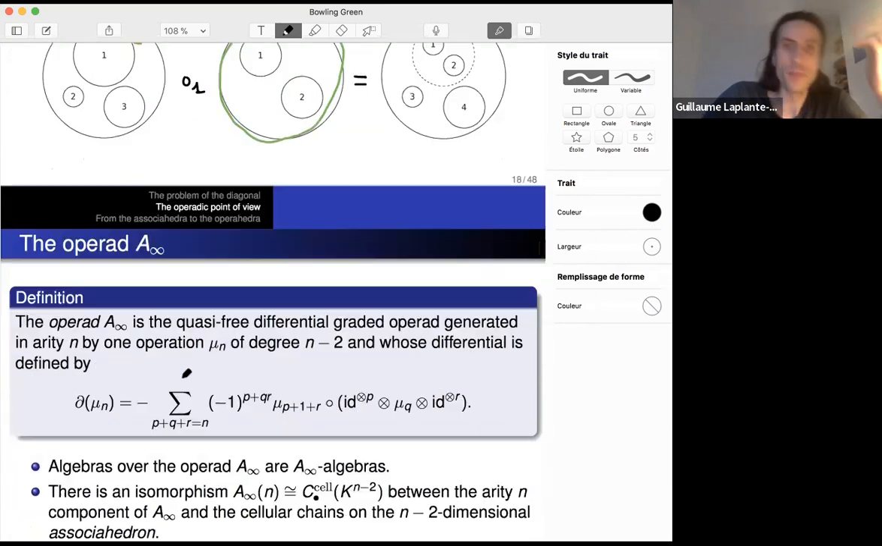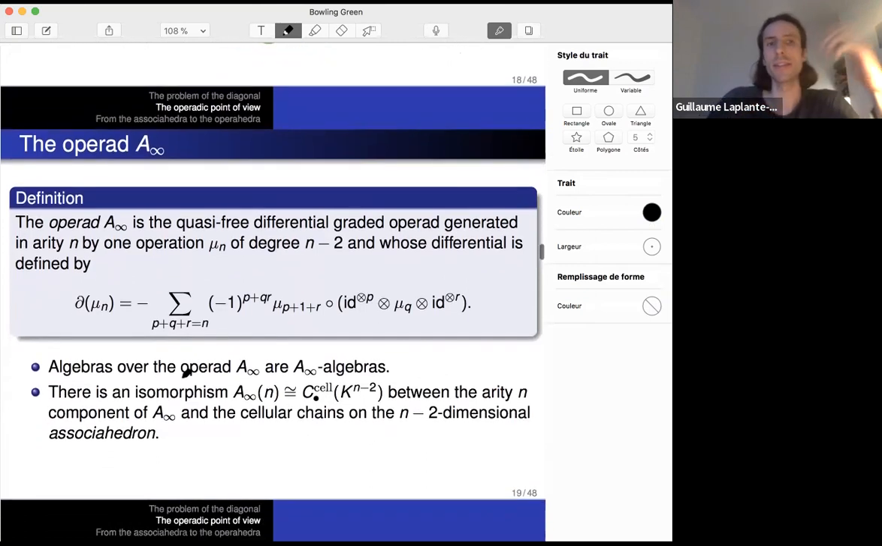So maybe you've already thought about it, but we spoke about infinity algebras. These were the generalization of associative algebras to a non-strictly associative product. And it turns out that there's an operad, A infinity, which encodes them: when you take the algebras over A infinity, then you get A infinity algebras.